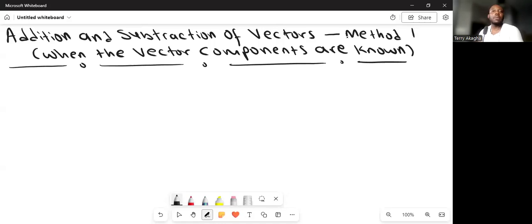So we're going to talk about the first method in adding and subtracting vectors. Basically, we use this method when the vector components are known. So please make sure you review the previous video, because in this series we're going to talk about 3 methods. It's very important that you review the previous video before you proceed.